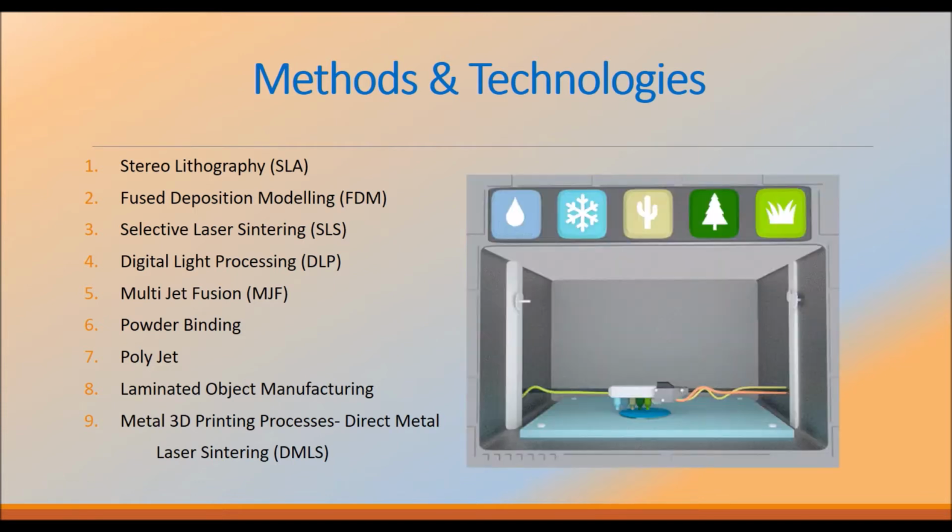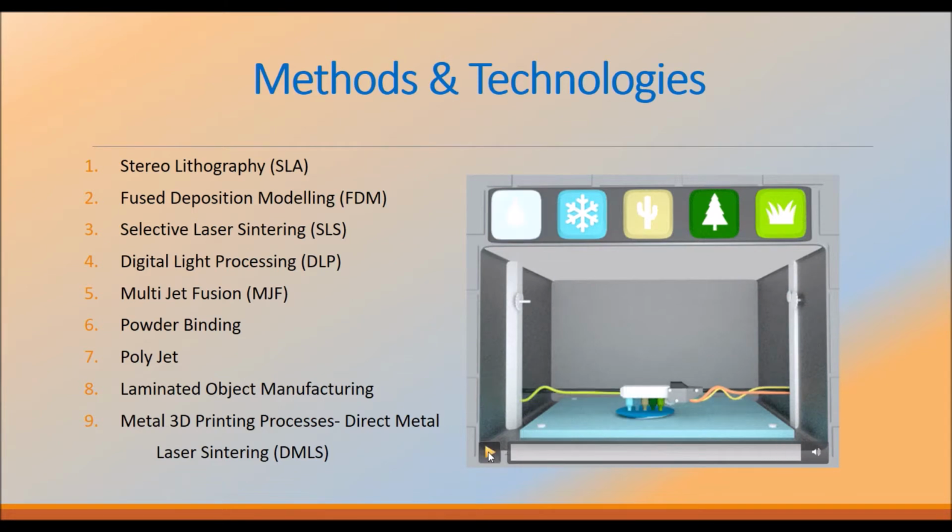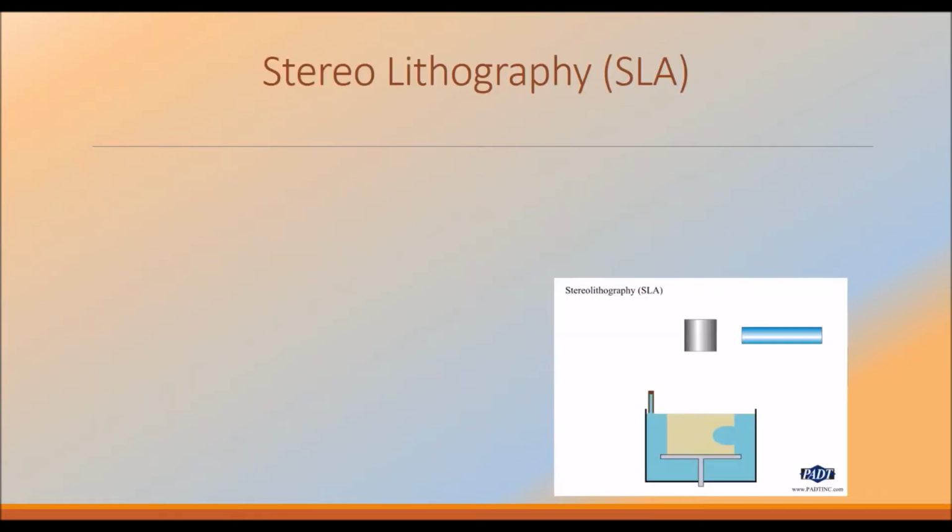Right now we are going to see a GIF regarding how 3D printing works. This is how the object is printed layer by layer on a 3D printer. Now we will discuss each and every method in this session. First is SLA, that is stereolithography.